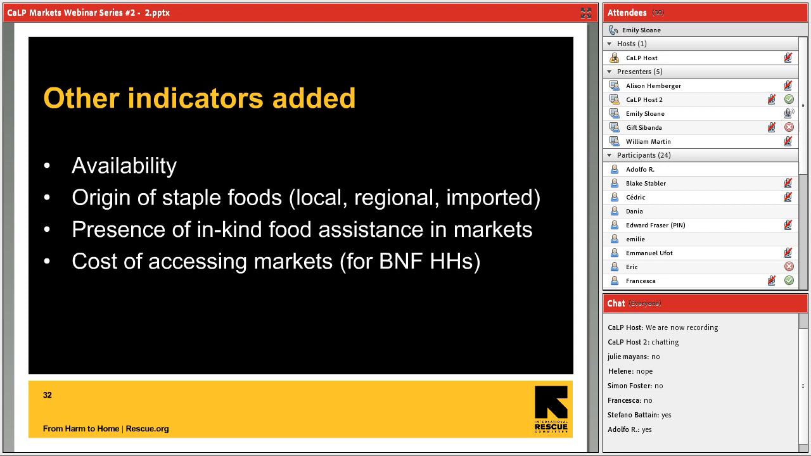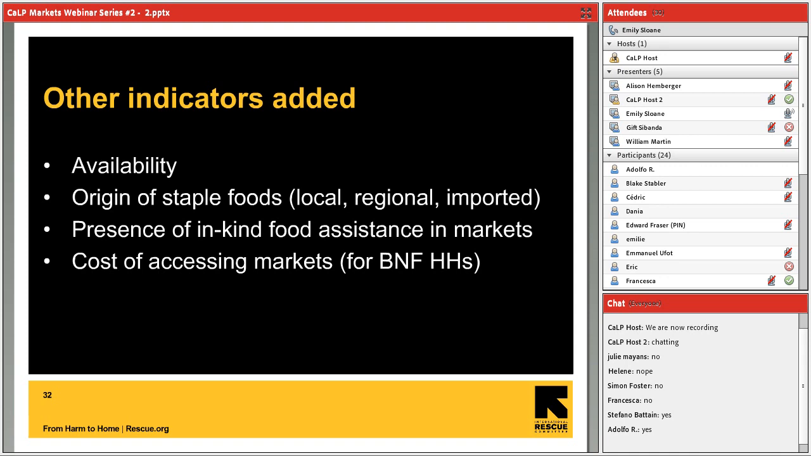And then the other indicators added were more about the big picture that I was talking about earlier. So talking about the availability of key goods, the origin of staple foods, the presence of in-kind food assistance in markets, and the cost of accessing markets for beneficiary households.